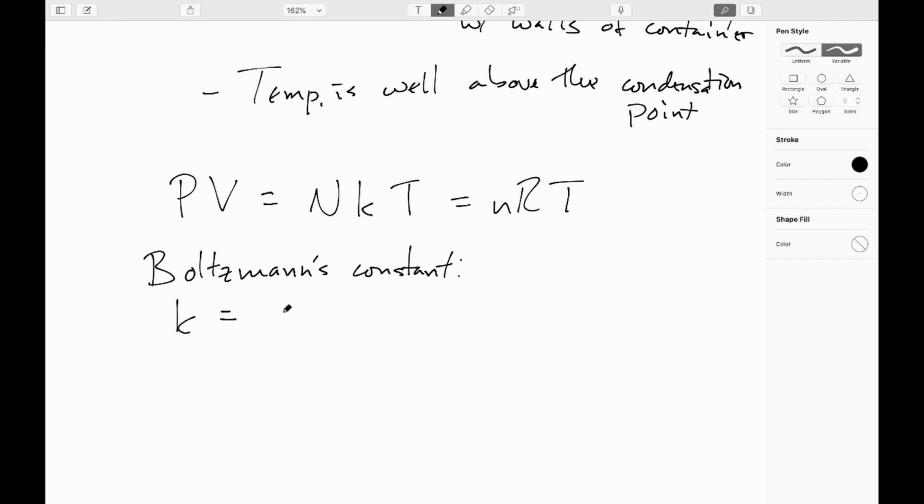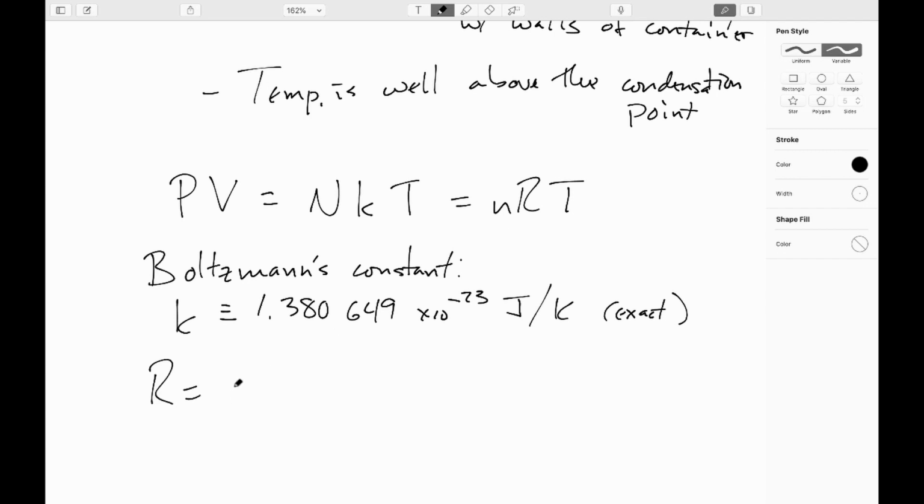So Boltzmann's constant is now defined to be exactly 1.380649 times 10 to the negative 23rd joules per Kelvin. And this is an exact number. This does have a knock-on effect. If you remember, little n is big N over Avogadro's number. So for everything to work out, the ideal gas constant is Boltzmann's constant times Avogadro's number.